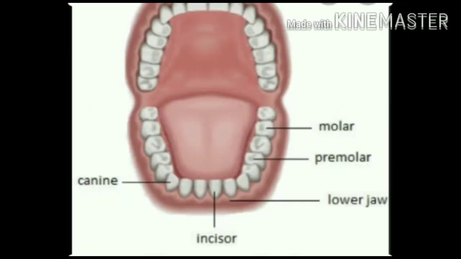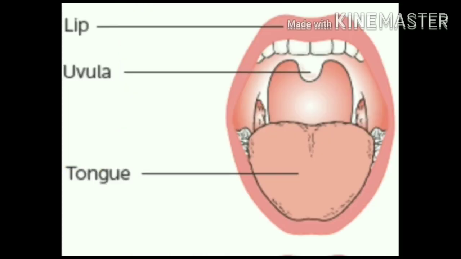Most of the adults have 32 teeth. Of these, 16 are in the upper jaw and 16 are in the lower jaw. The 16 teeth of each jaw consist of 4 incisors, 2 canines, 4 premolars and 6 molars.